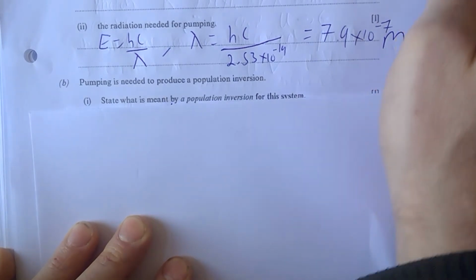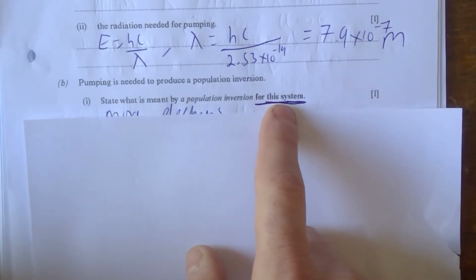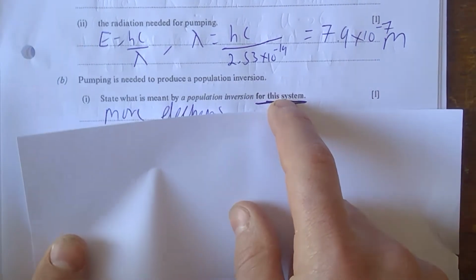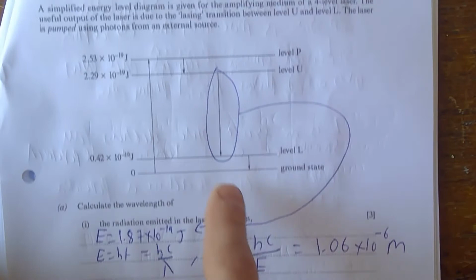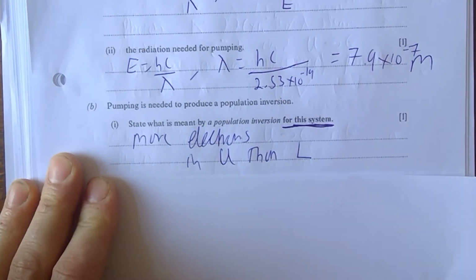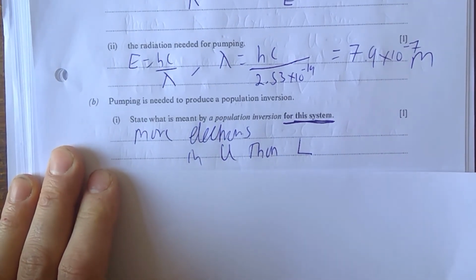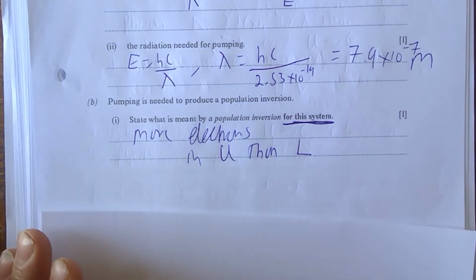State what is meant by a population inversion for this system. There would be more electrons in U than L. More here than there. So you need to know where the electrons build up, where the population inversion is in a 4-level laser. There's more on the other side.